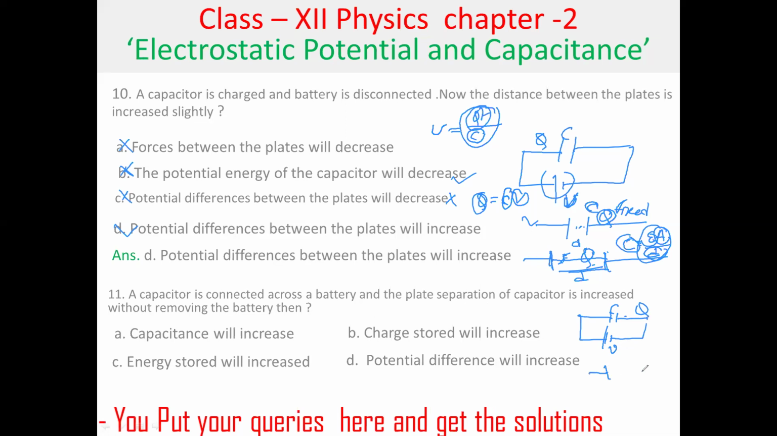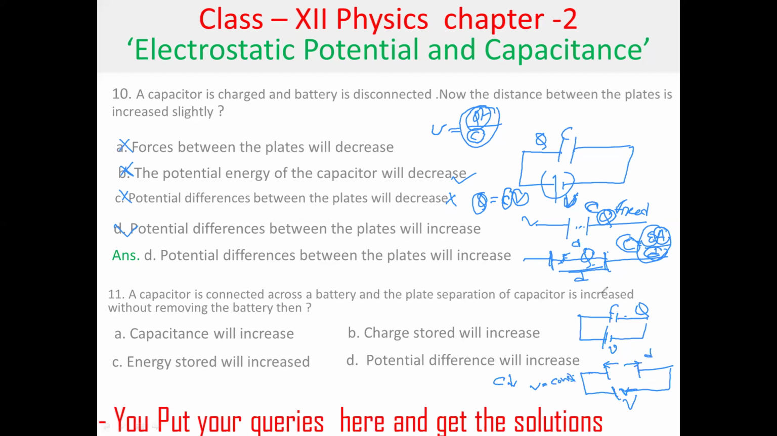What is done? The space between them is increased. Battery is there, battery is there connected. So here you see as the distance increased, that is D increased, so the capacitance C will decrease. C will decrease, but Q, here you see the voltage, battery connected, so voltage remains constant. Here voltage equal to constant.